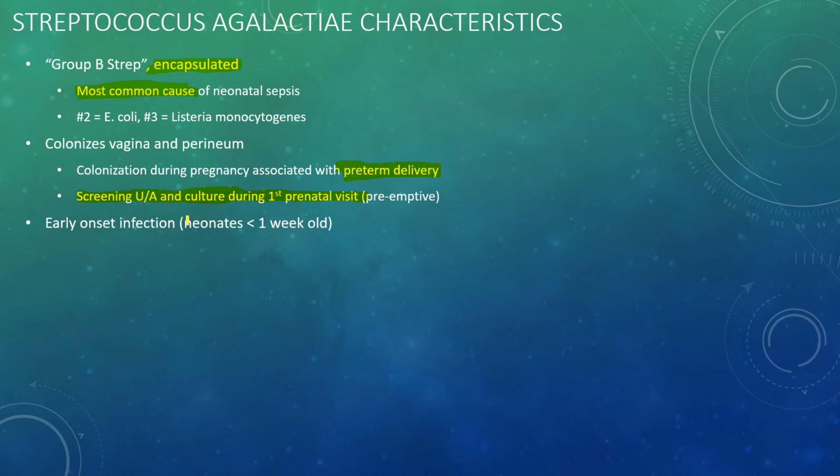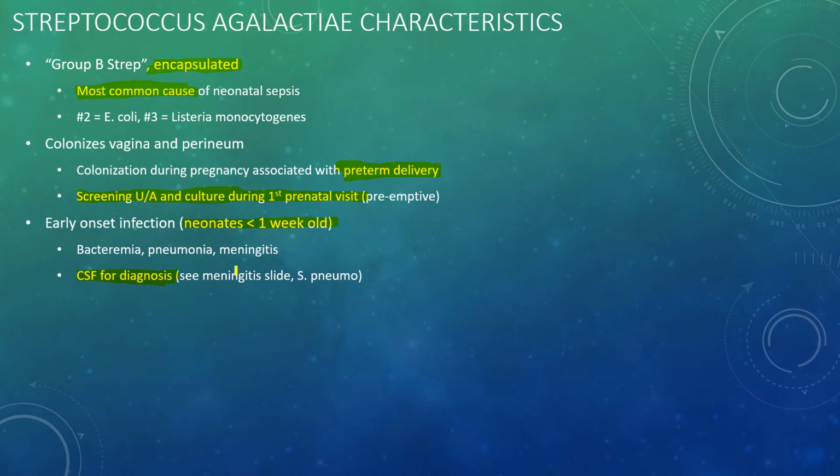So the early onset infection, you get that with neonates less than a week old. What kind of symptoms do you get, and what kind of diseases do you get? Bacteremia, meaning GBS is found inside of the blood, pneumonia, and meningitis. Meningitis being the most severe. So for diagnosing the meningitis, you can do a CSF lumbar spinal tap, and also a culture.